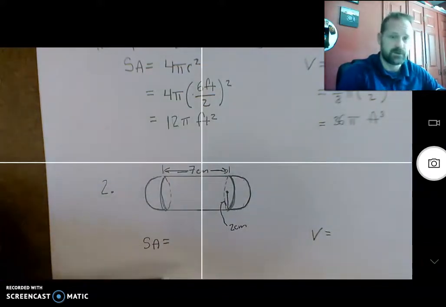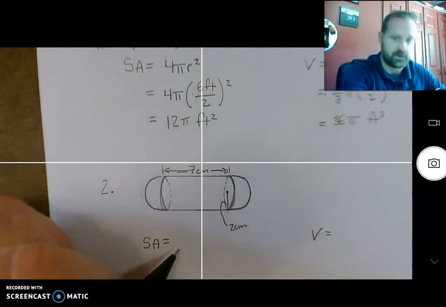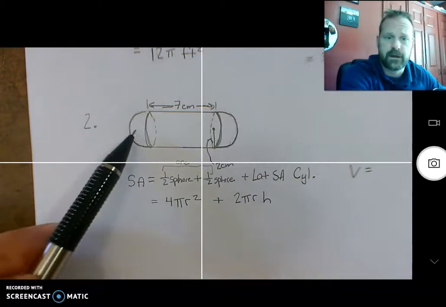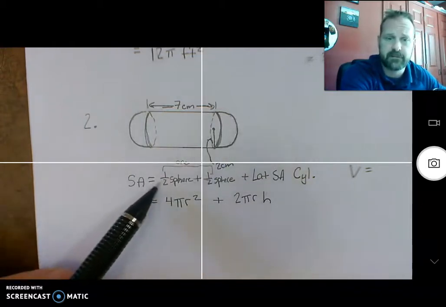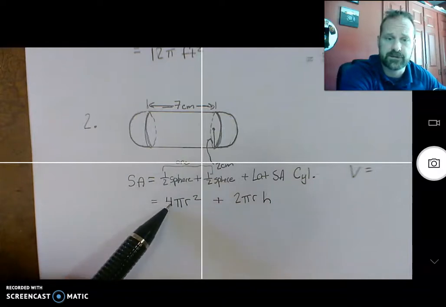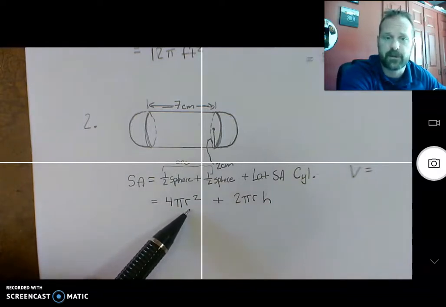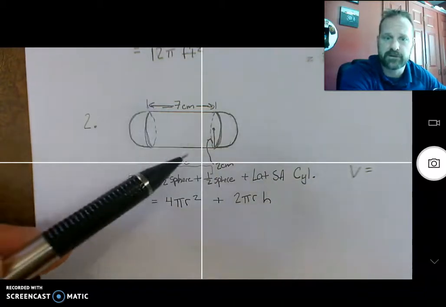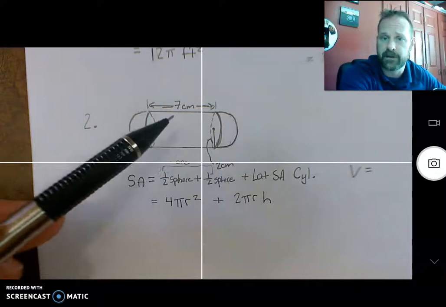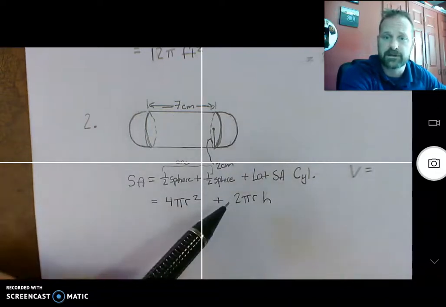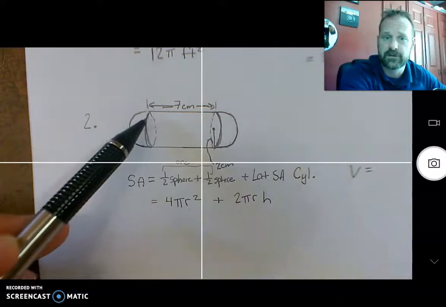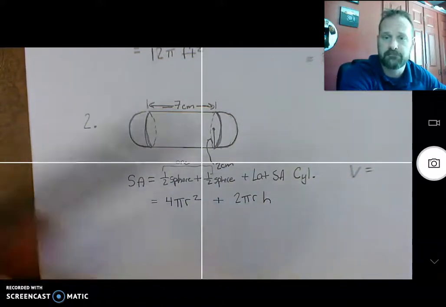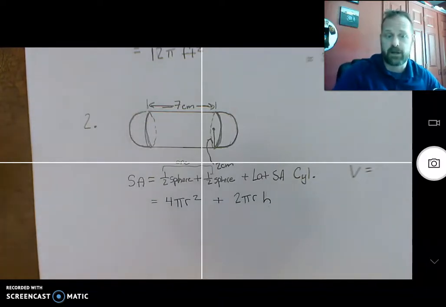Okay. So surface area. Again, this is the work I want to see. Half a sphere plus another half sphere is going to be one full sphere. The surface area for a sphere is 4 pi r squared. Then we need the lateral surface area of the cylinder. You should remember that. The lateral surface area of the cylinder is going to be circumference multiplied by height, or 2 pi r multiplied by the height. Plug and chug, we're done.